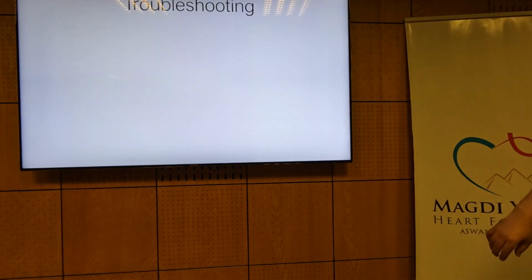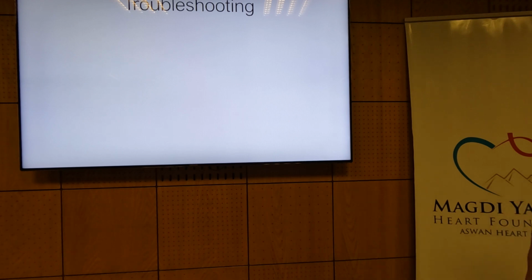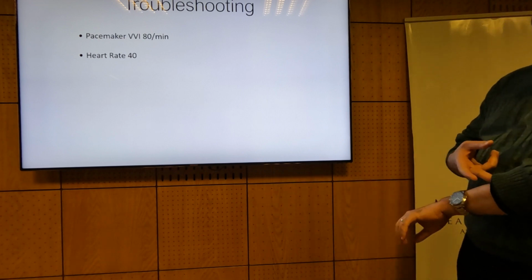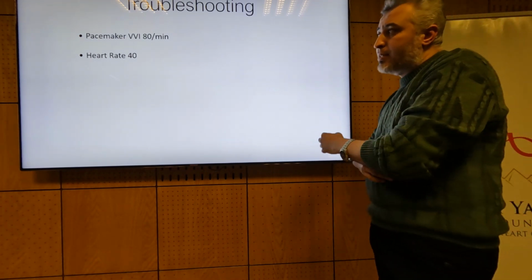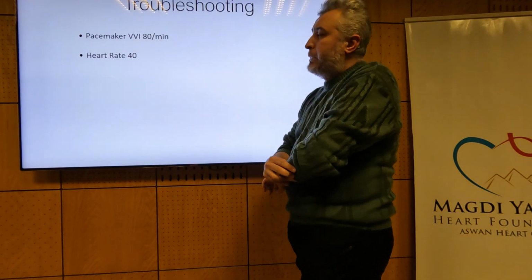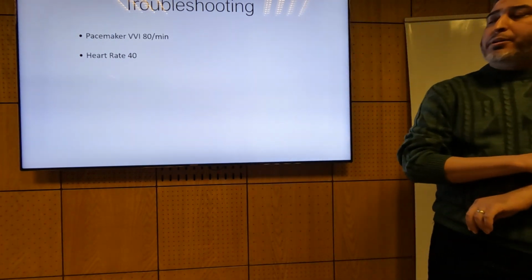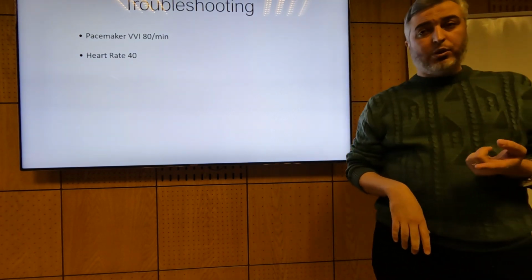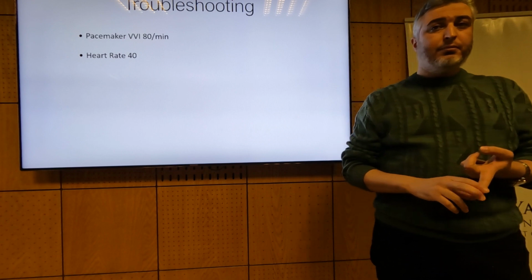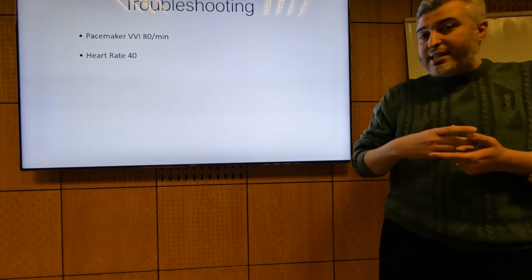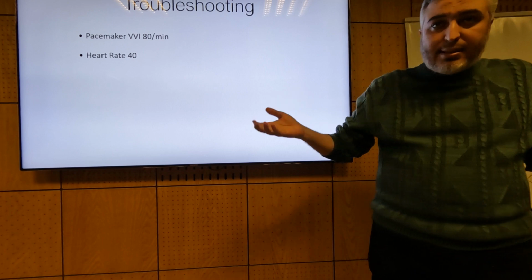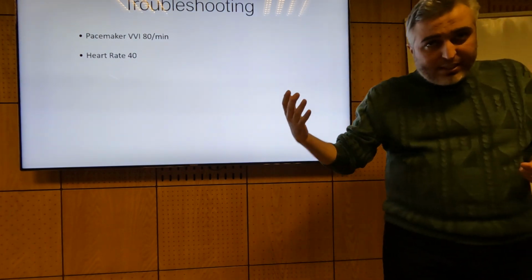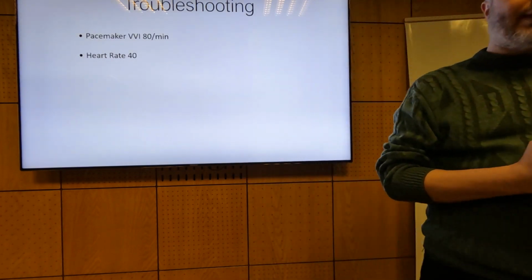So let's have a few tips for troubleshooting. The pacemaker is set on VVI at a rate of 80, yet the patient's heart rate is still 40. So what's the problem here? Output is low. Okay. What else? So it is sensing other things. So it thinks that there is activity while there is not, so the number of the sensitivity is too low. Okay. What else?